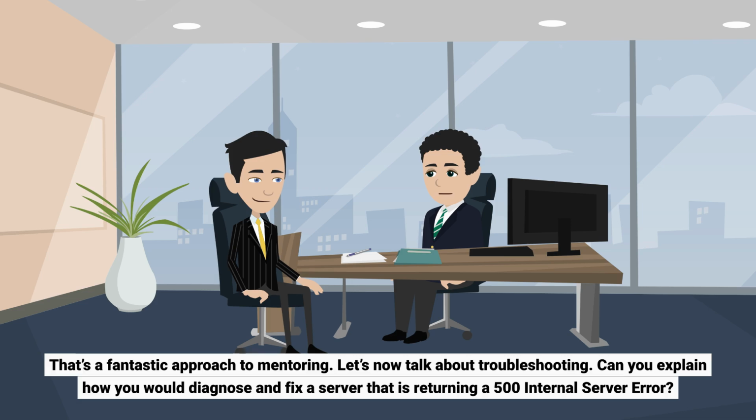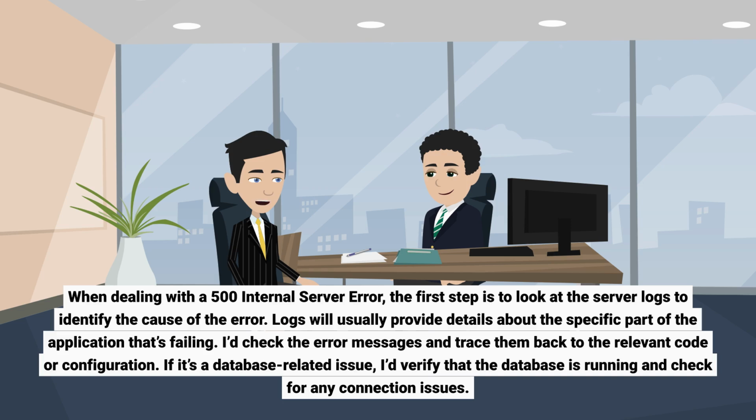That's a fantastic approach to mentoring. Let's now talk about troubleshooting. Can you explain how you would diagnose and fix a server that is returning a 500 internal server error? When dealing with a 500 internal server error, the first step is to look at the server logs to identify the cause of the error. Logs will usually provide details about the specific part of the application that's failing.